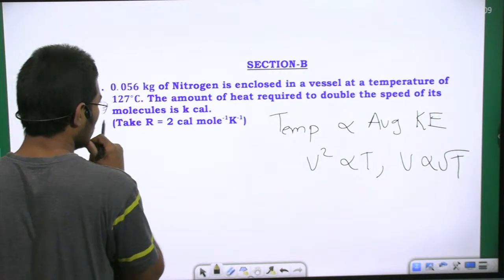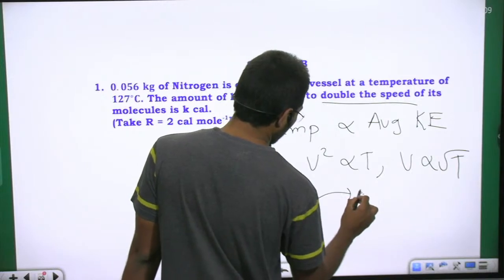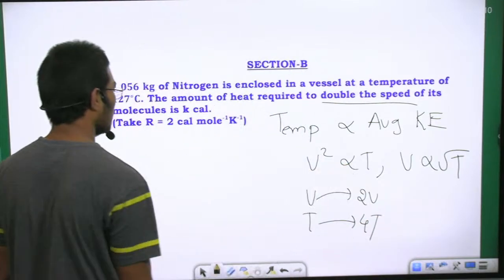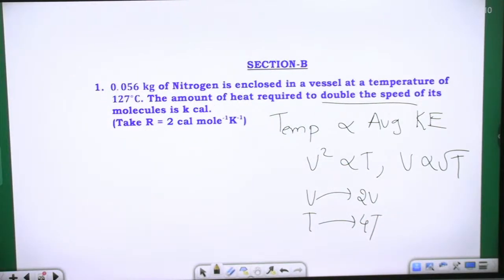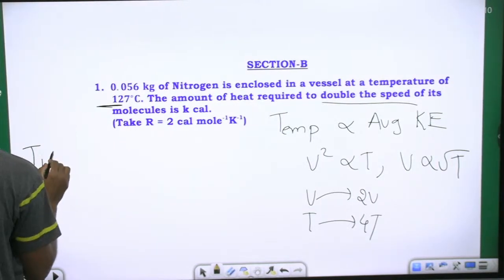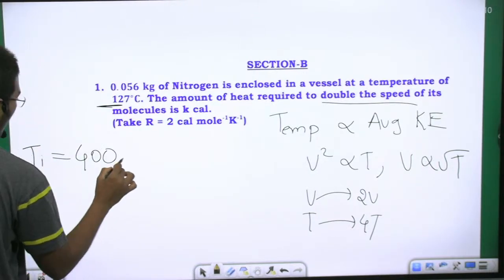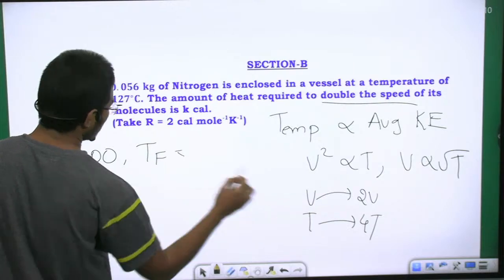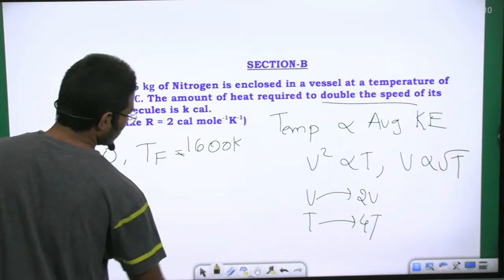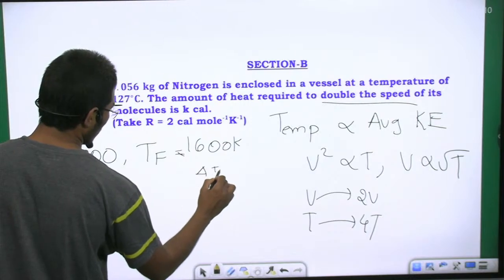So if you want to double the speed, what will happen? V goes to 2V, temperature goes to 4T. If you double V, temperature becomes 4 times temperature. So initial temperature 127 plus 273, 400 Kelvin. Final temperature 4 times, 1600 Kelvin. Okay, from this, what is delta T? 1200 Kelvin, right?